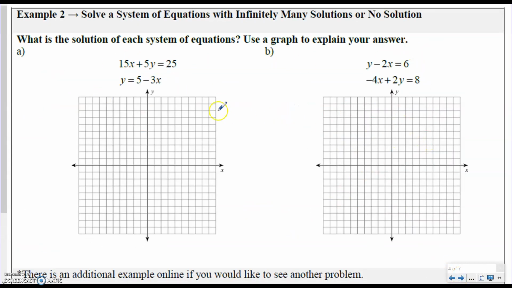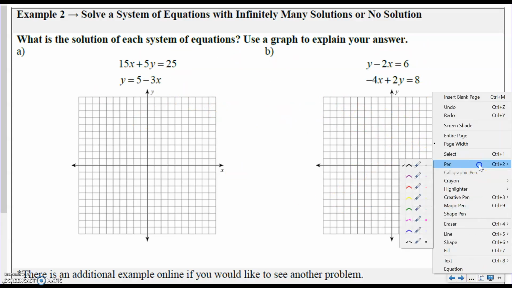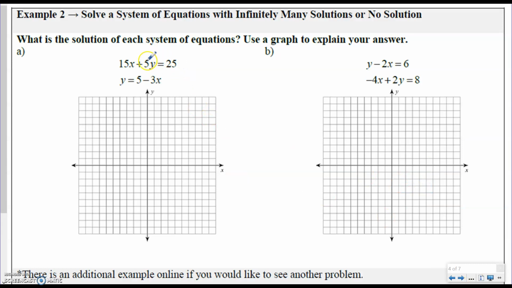Okay, second set of problems, A and B. For A, to graph this line, for my first step, we use the cover-up method. So if I cover up my y, I'm left with 15x equals 25. So if I divide by 15 on both sides, I get 5/3, which is about 1.67 repeating.